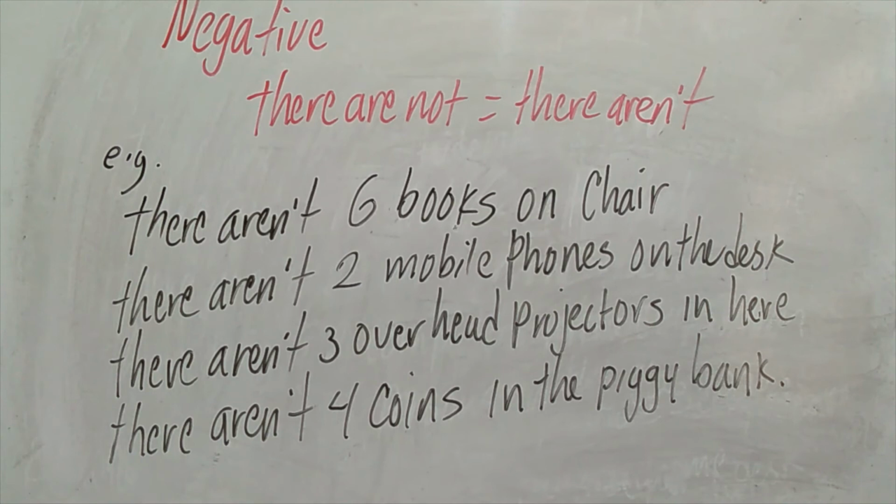Ok, here we have more examples. Remember that we have this form that is the same. Just want to check or change the complement. Ok, so there aren't 6 books on the chair. Oh, in this case, I forgot. Let me check.